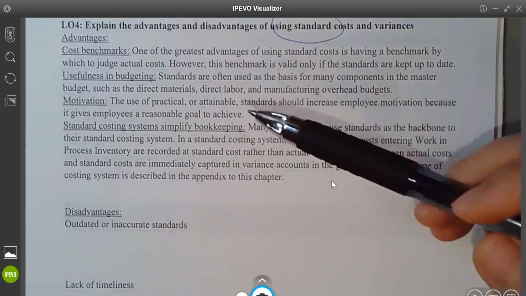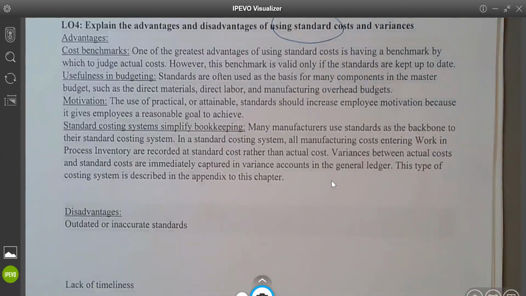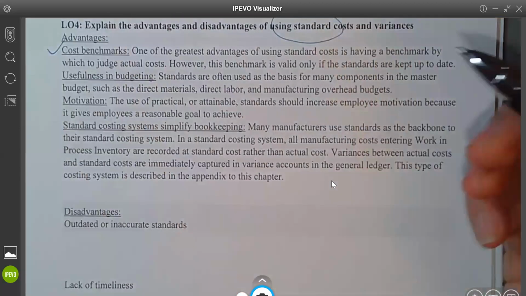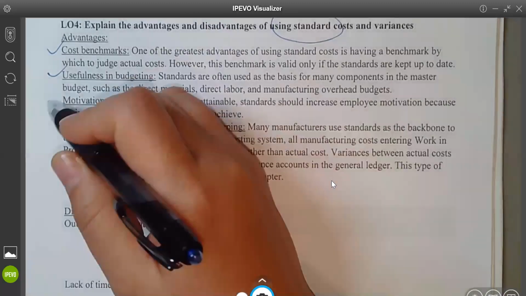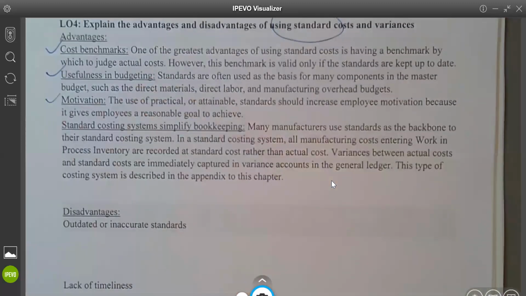The advantages are very similar to your master budget. It will give you the benchmark, and it also helps us to do our master budgeting. Similarly, it motivates the managers and all of the employees to remember the rate, the price, and the efficiency, so they can try to bargain to get a good discount, or for the efficiency, they will try to improve the efficiency. So it motivates the employees, and also can simplify our bookkeeping.